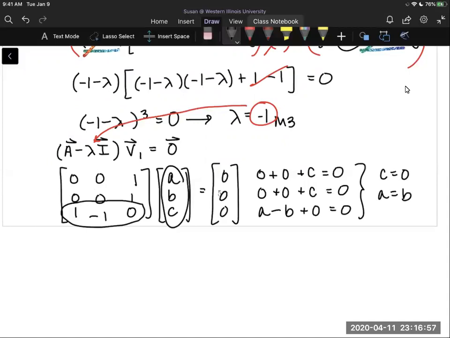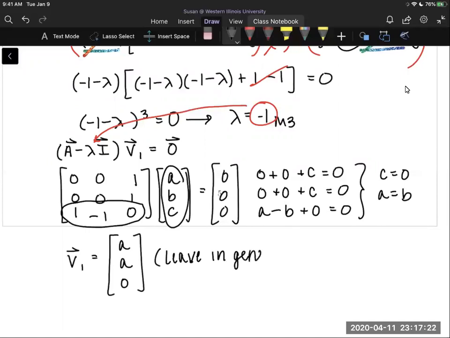Now remember, I do not want to make any choices right now as far as my a and b values. C is forced for us, so we know c has to be 0, but let me write out my eigenvector in generality. My eigenvector v1 is a, a, 0. And again, I'm just going to remind you, leave in generality.